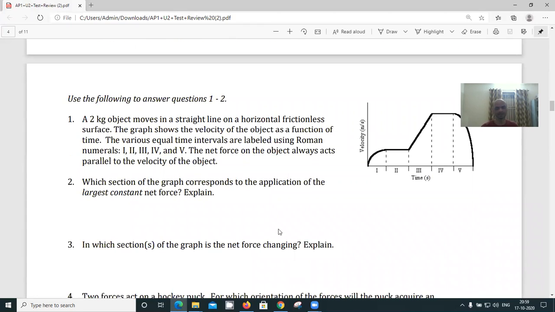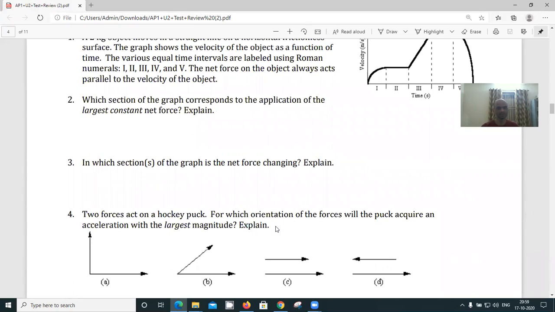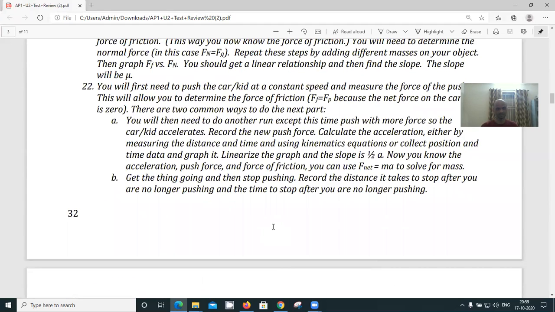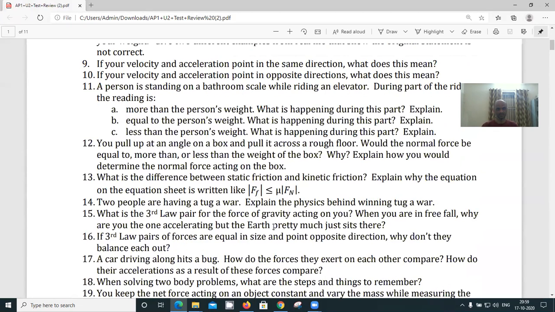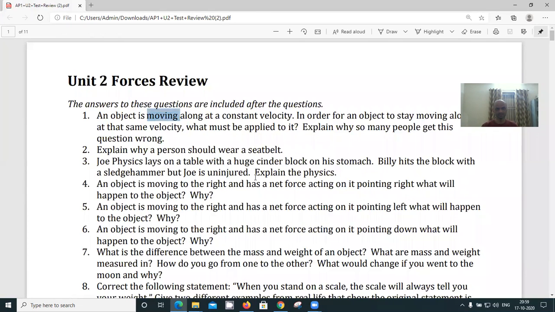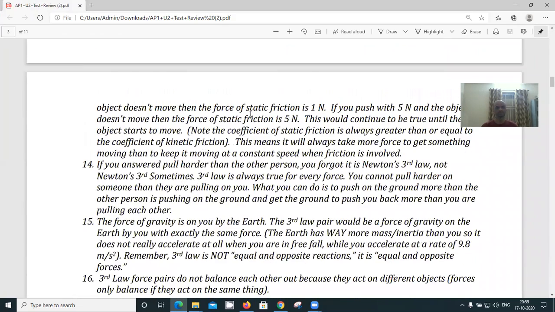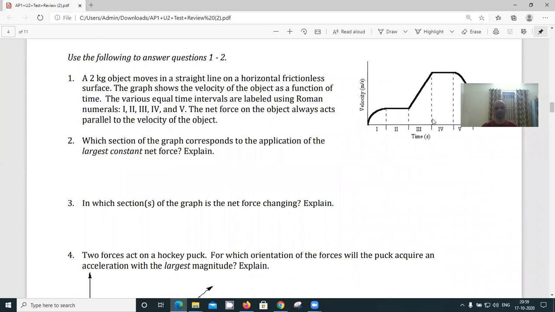Okay. Do you have any questions that are difficult? Do you want to discuss it? Yeah. The first one. This one? No, after that page. Like the one that says "use the following." Yeah, that one.